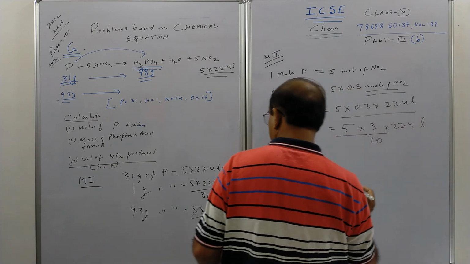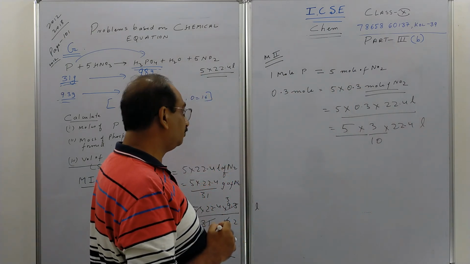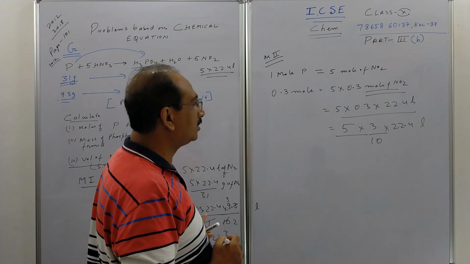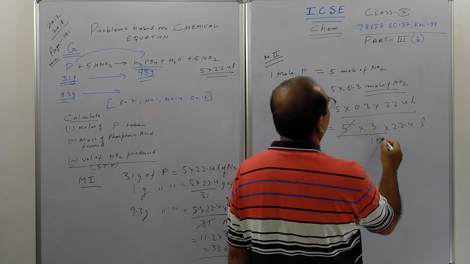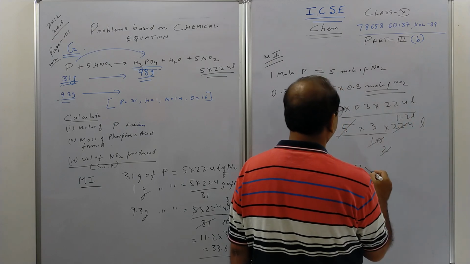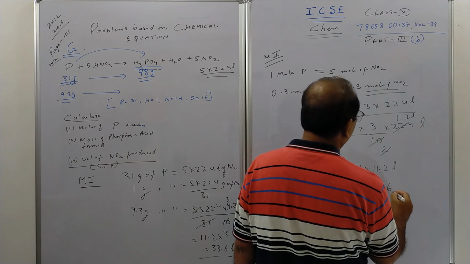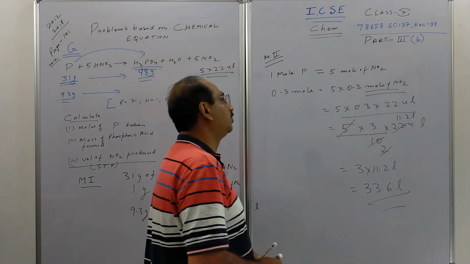So almost the same, you see, 5 by 10. 3 is there, 22 into 4. So almost the same thing we get, children. Here, if you take mole also, so this is by taking mole also.